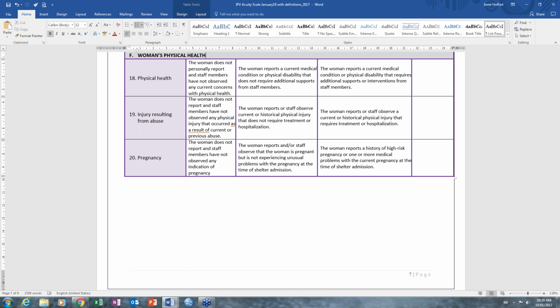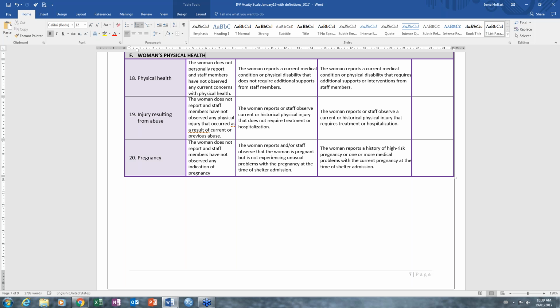Again, if the woman doesn't report and staff members have not observed any physical injury, then it's a score of 0. If the woman reports or you observe it, but there is a physical injury that does not require treatment or hospitalization, that's a score of 3. And then again, if there is an injury and it does require treatment, and does require your support, that's a score of 5.